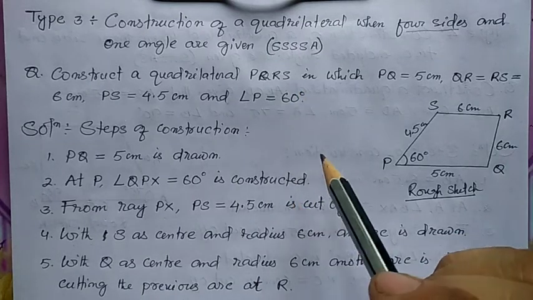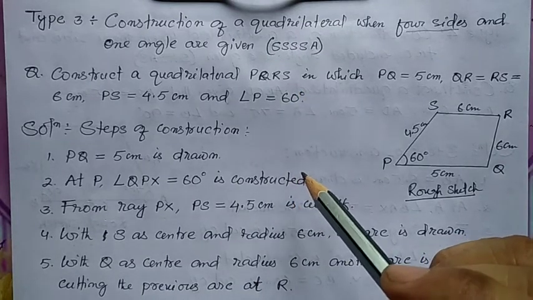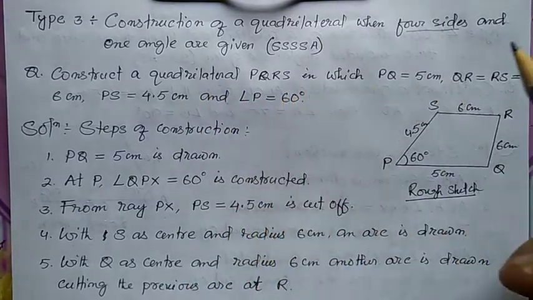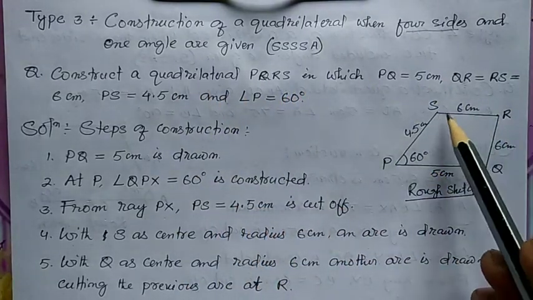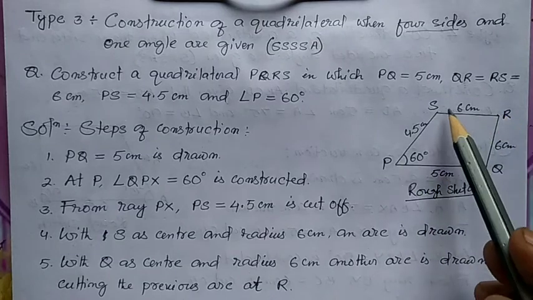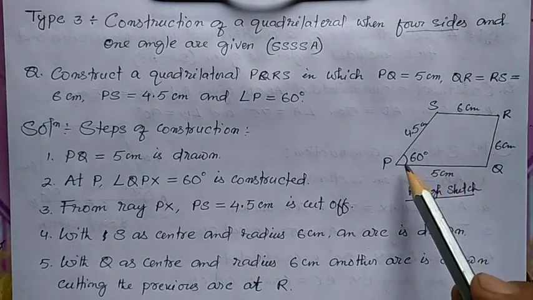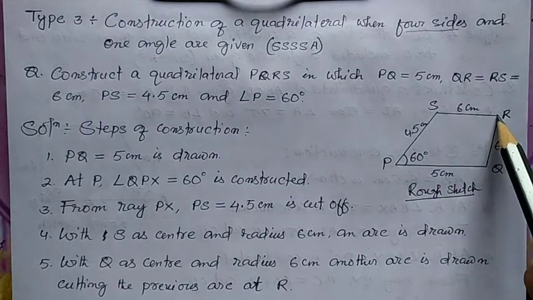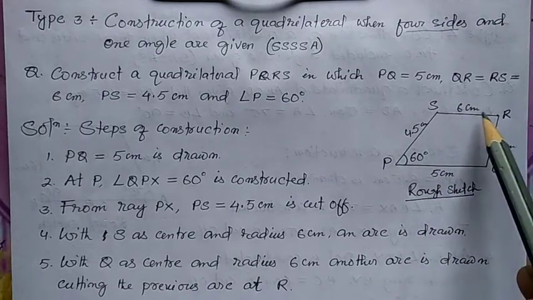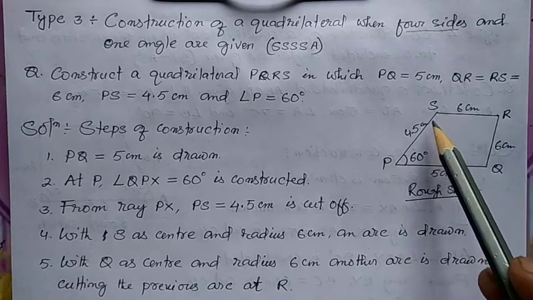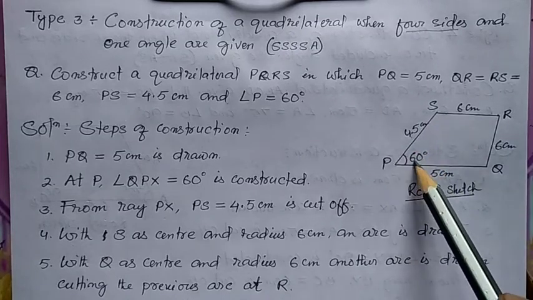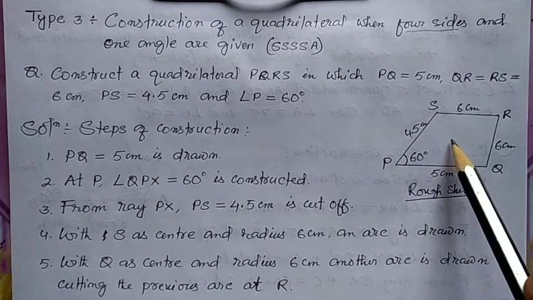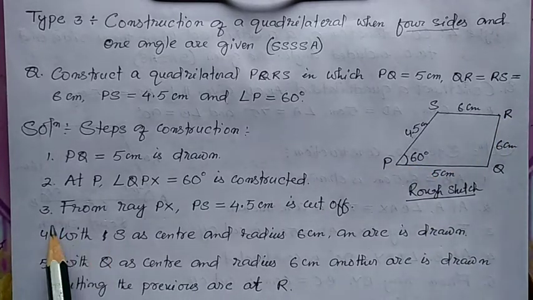So before we start construction, you draw the rough sketch of this quadrilateral. Here the quadrilateral is PQRS. We draw the rough sketch without measuring PQRS, and we write the given lengths. PQ is 5 centimeter, QR is 6, then RS also 6, PS is 4.5, and angle P is 60 degree. So our construction will be based on this. Now we start the solution.